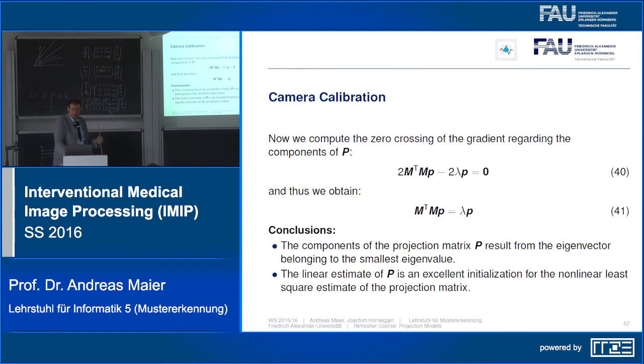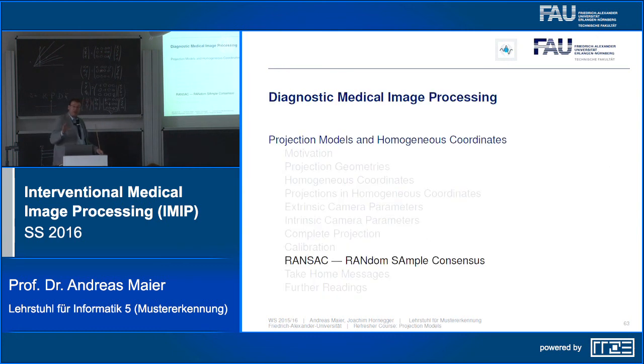Now we found a way to actually compute our projection parameters. We can compute it with SVD, and we get some results with that. And we can, for example, use the linear estimator as an initialization for a nonlinear least squares estimator of the projection matrix. So these are a couple of things that you can try and play around with. In general, we identified a linear way of computing our projection matrix, and now we really run into trouble when we want to estimate our projection matrix and we have outliers, because this is a least squares optimization problem, and if we have outliers in our data, we will get quite some trouble with the calibration of our matrix.